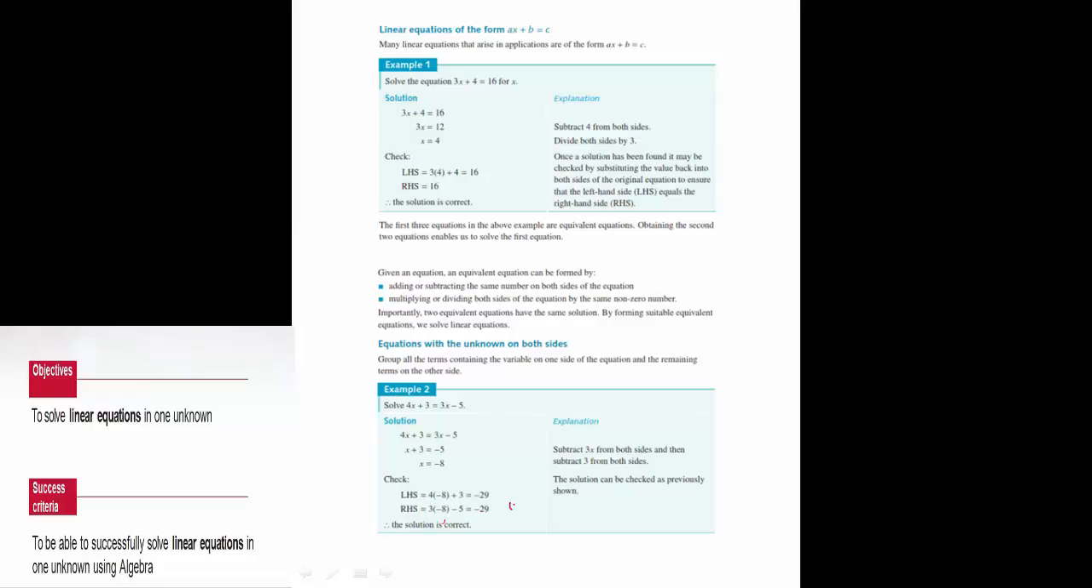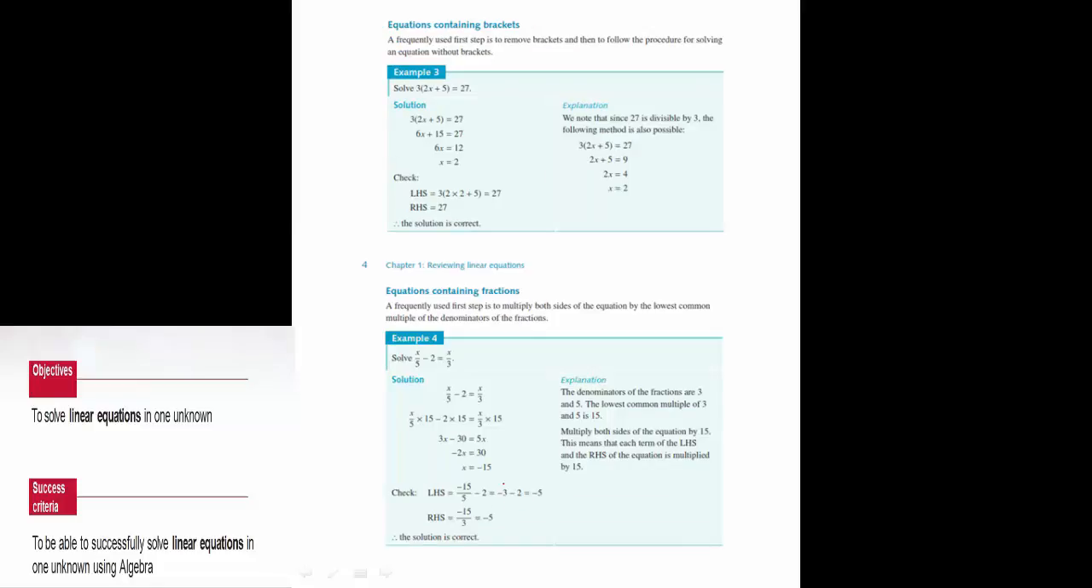Same number, so this is indeed a solution. Now, when we go to example 3, equations that have brackets in them, the very first step you need to do is expand. Don't forget that by expanding, remember your board math, you need to multiply by everything that's inside. So you need to multiply the 3 with the 2x and the 3 with the plus 5.